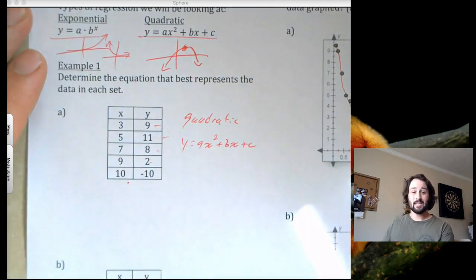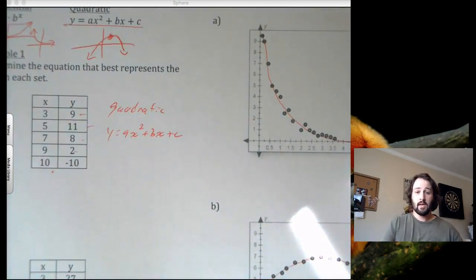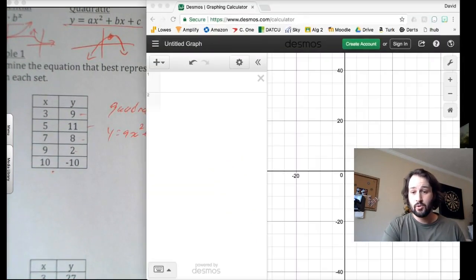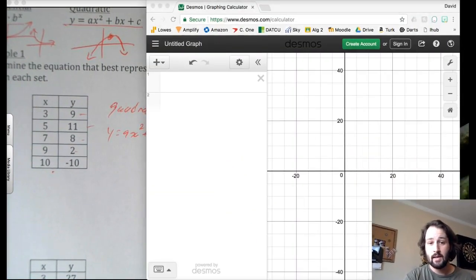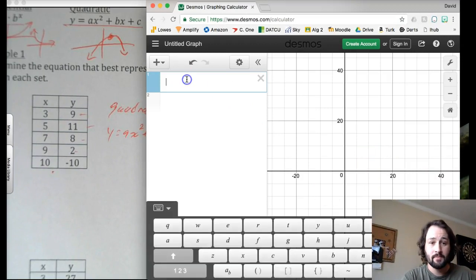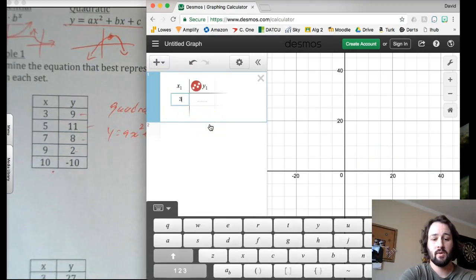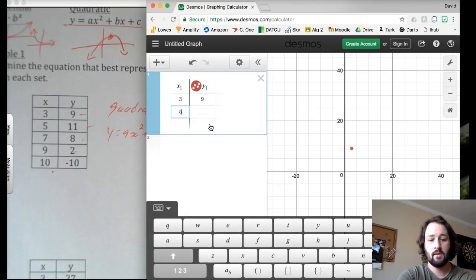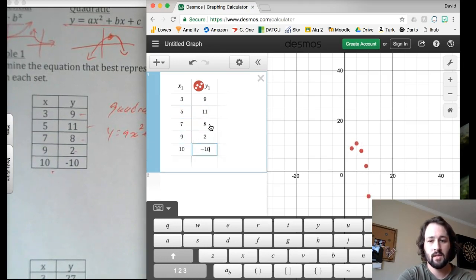Now, in Desmos, I'm going to do this all in Desmos because it's super easy. So I'm going to add a table, x1, y1, and I'll put in all my values: 3, 9, 5, 11, 7, 8, 9, 2, 10, negative 10. Again, you can see that this is doing something quadratic. It has a curve to it.